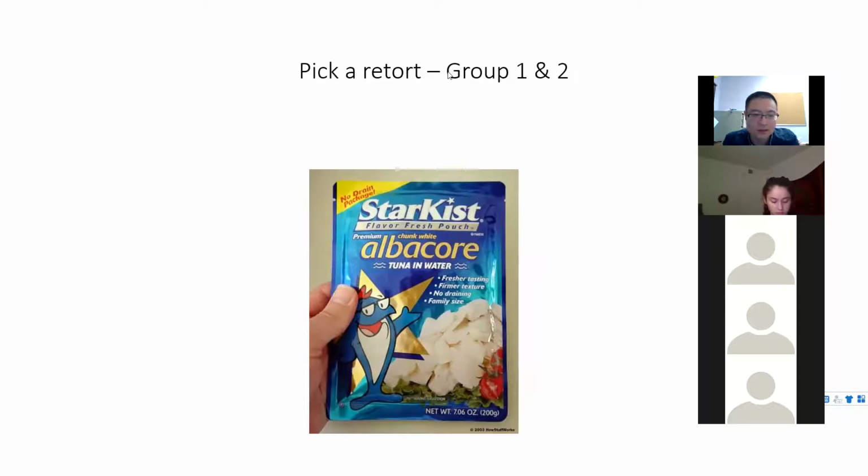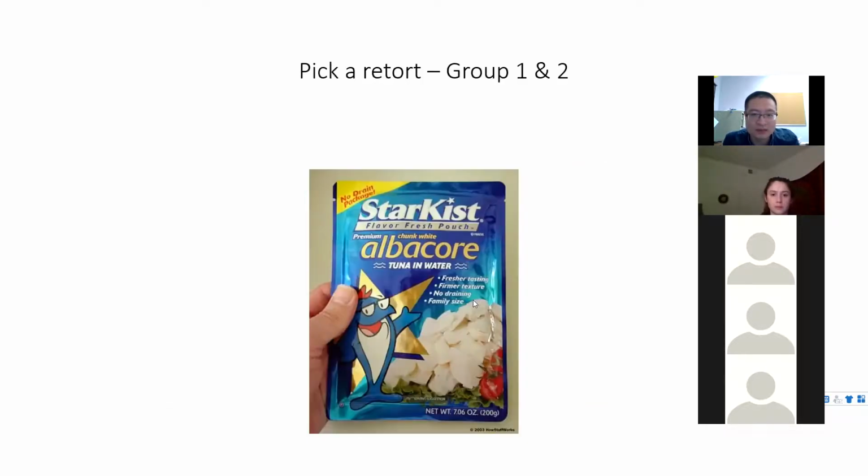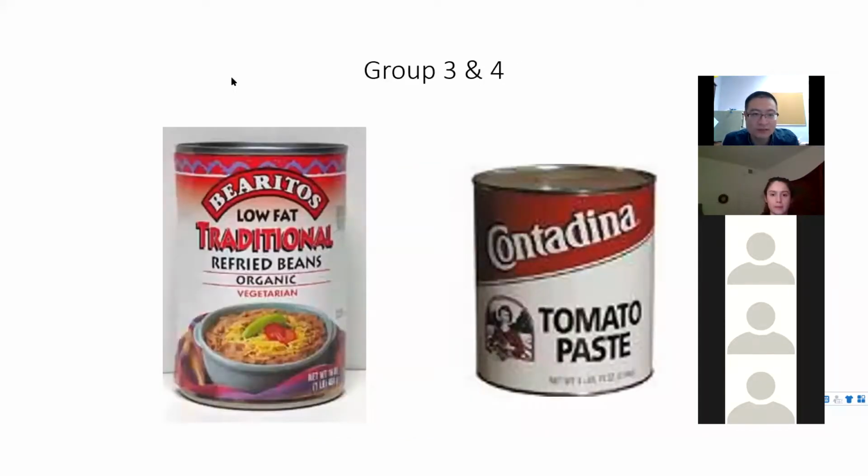So I have created all the rooms, and I'll go through the products. Okay, remember your room and remember the product. Group 1 and group 2, you will do the fresh pouch, and group 3 and group 4, you will do the beans and the tomato paste.